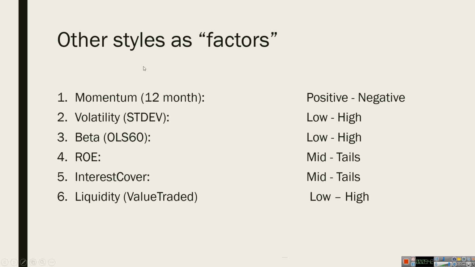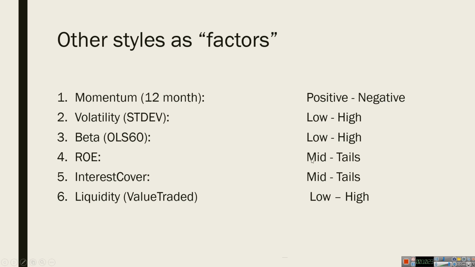Now, we thought that it would be worthwhile looking at other styles, treating them as factors, because over the years we have looked at a couple of hundred different styles, and these are some of the better known ones: momentum, volatility, beta, ROE, interest cover, and so on. Here I'm just describing the way in which these work. So for momentum, we would want a 12-month look back. We're going to hold for 3 months, and we know positive shares do better than negative shares. So if you've got positive momentum, you're going up, you're going to do better than shares which are going down, or which have less momentum, we should say.